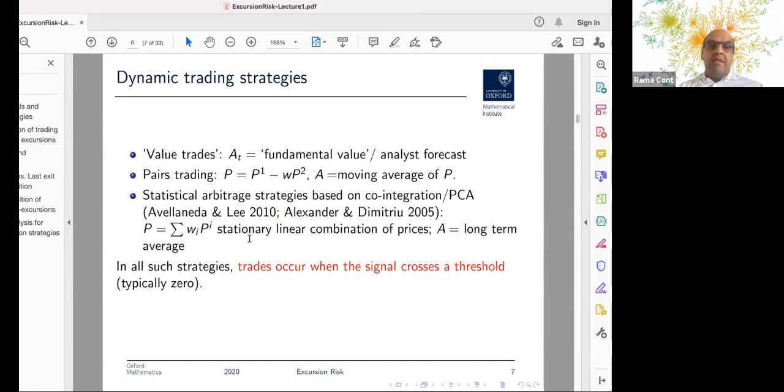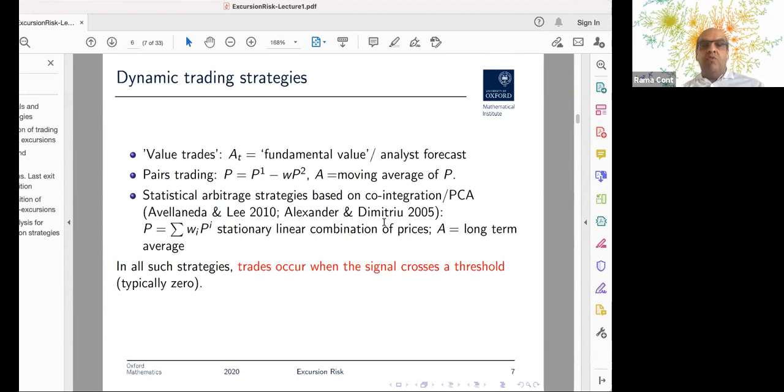What's important is that independently of how you construct the forecast, and in these three examples forecasts are constructed in different ways, in one way it's qualitative, the other way it's statistical, once you construct the forecast, then you don't really care about the origin of the forecast. From that point onwards, the strategies all proceed in the same way.